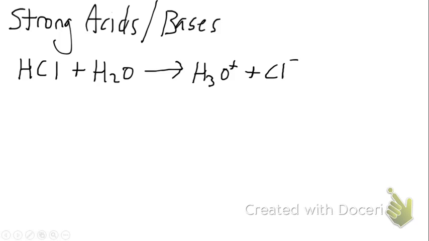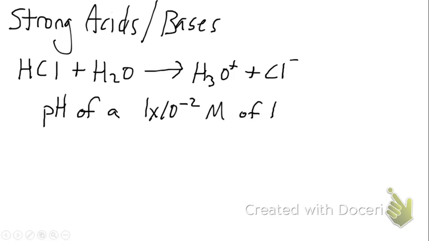So in this example, hydrochloric acid is a strong acid. So the question I want to ask first, and that we're going to look to calculate, is what is the pH of a 1 times 10 to negative 2 molar solution of HCl?